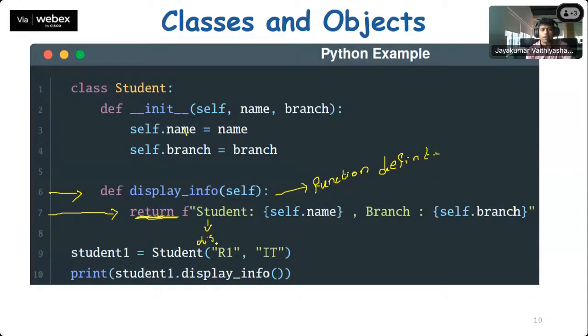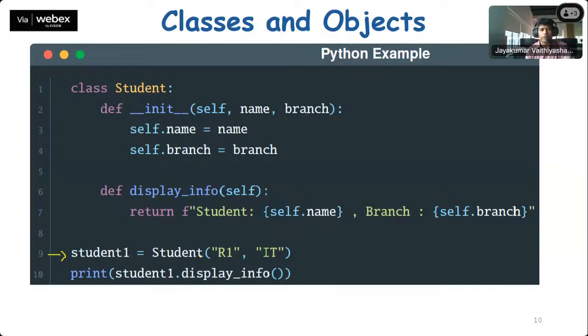So what will it display? Student colon self.name. Whatever you gave as input is displayed over here. Next, it gives branch colon self.branch. So this branch is displayed over here. Try to understand line by line. Okay.